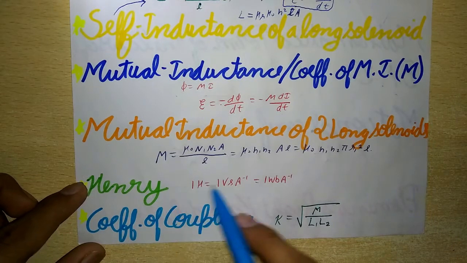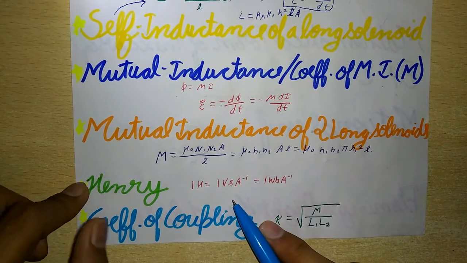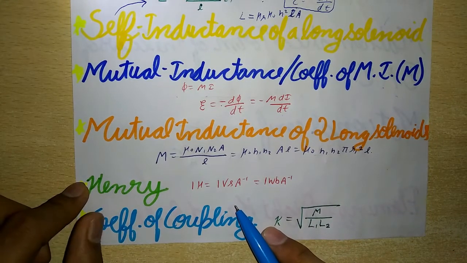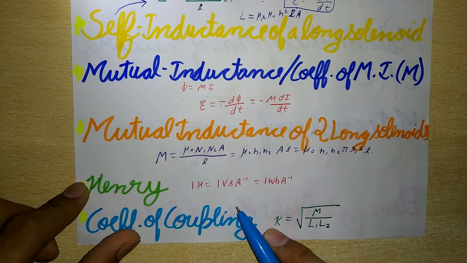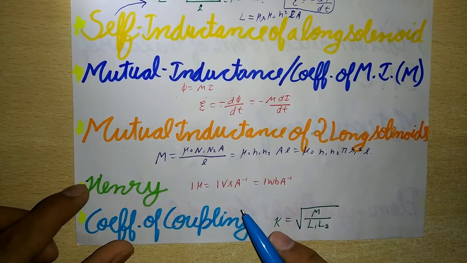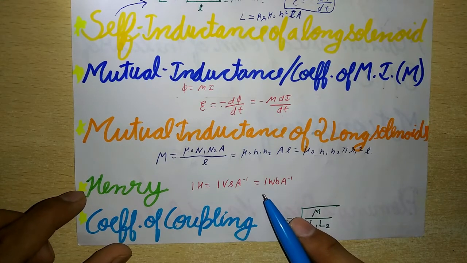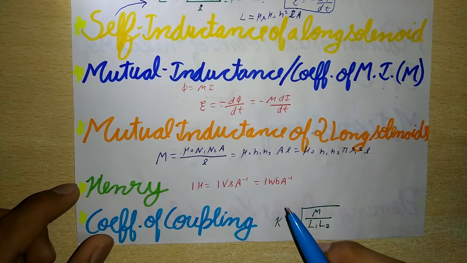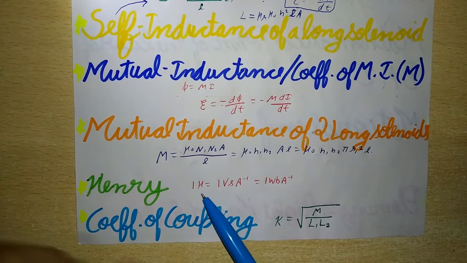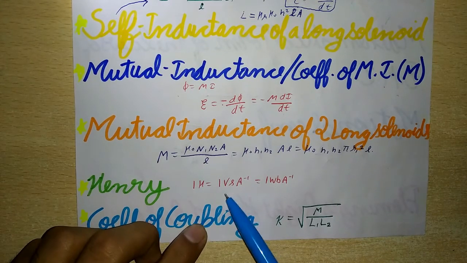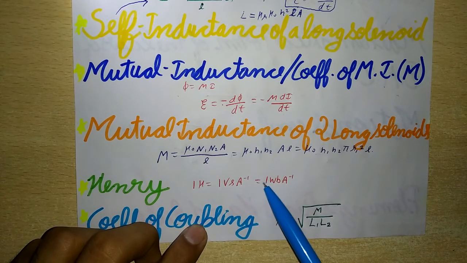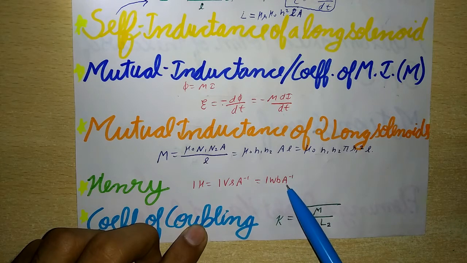Now next is Henry. It is the SI unit for both self and mutual inductances. Inductance is 1 Henry if an induced EMF of 1 volt is set up when the current changes at the rate of 1 ampere per second, and 1 Henry = 1 volt second ampere inverse, which is equal to 1 Weber ampere inverse.